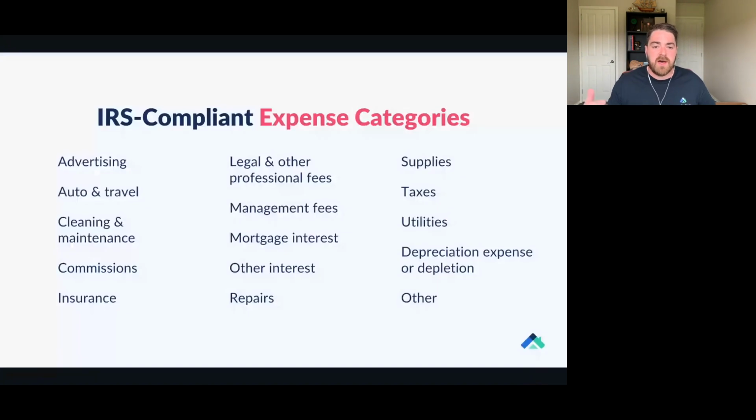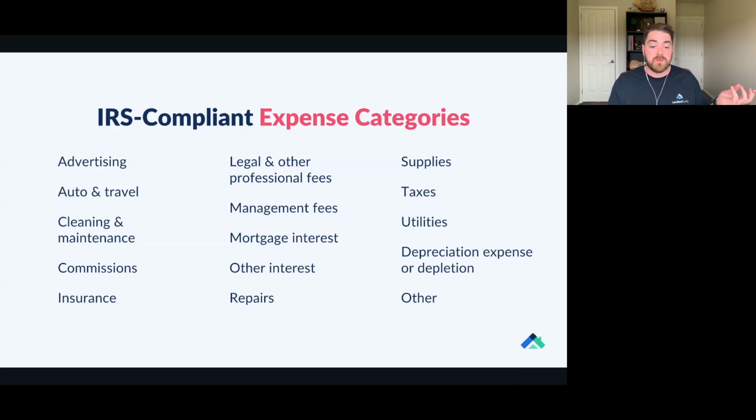There are 15 expense categories on the Schedule E of Form 1040. Some are fairly self-explanatory, such as advertising expenses, whereas others require a little bit more explanation. Advertising generally means expenses accrued when marketing your property to new tenants. This includes things like newspaper ads, yard signs, online listing costs, everything that's related to marketing your property.